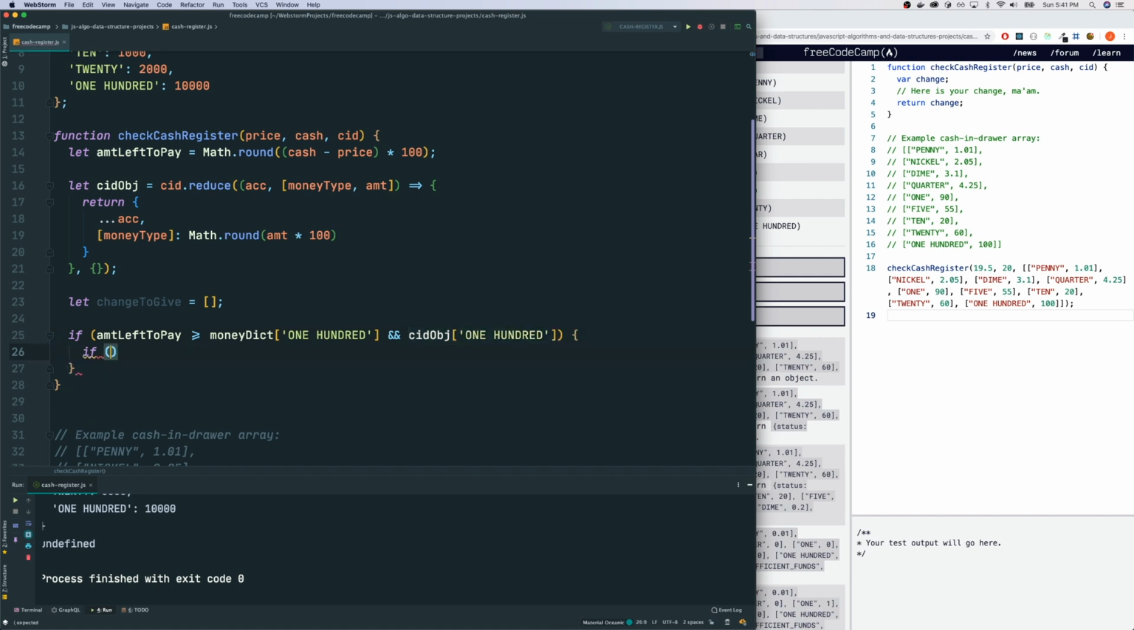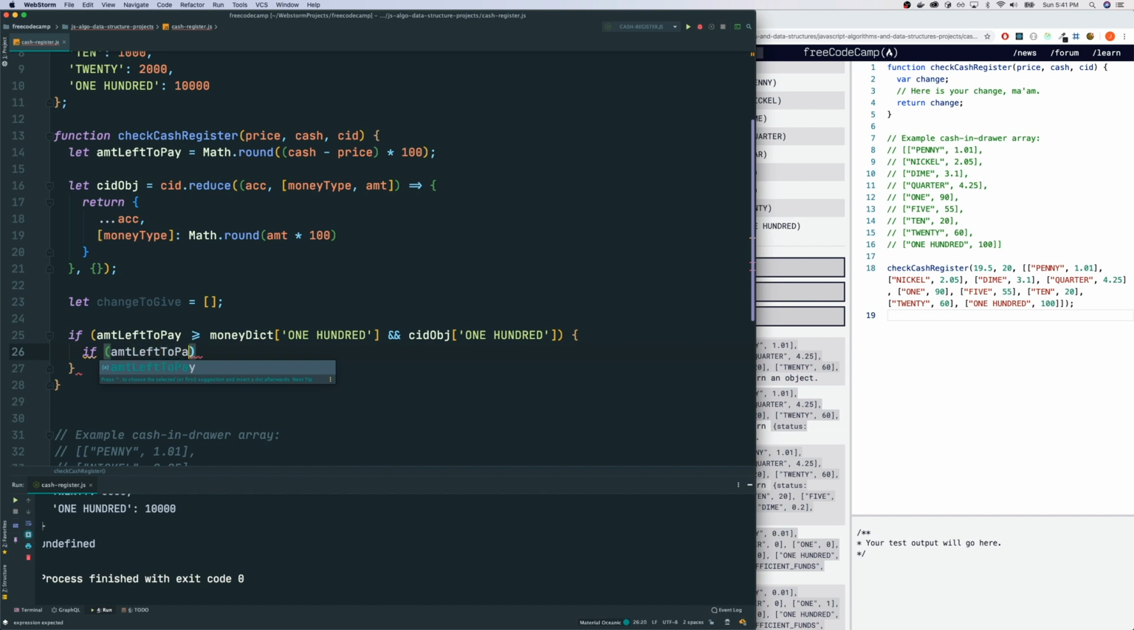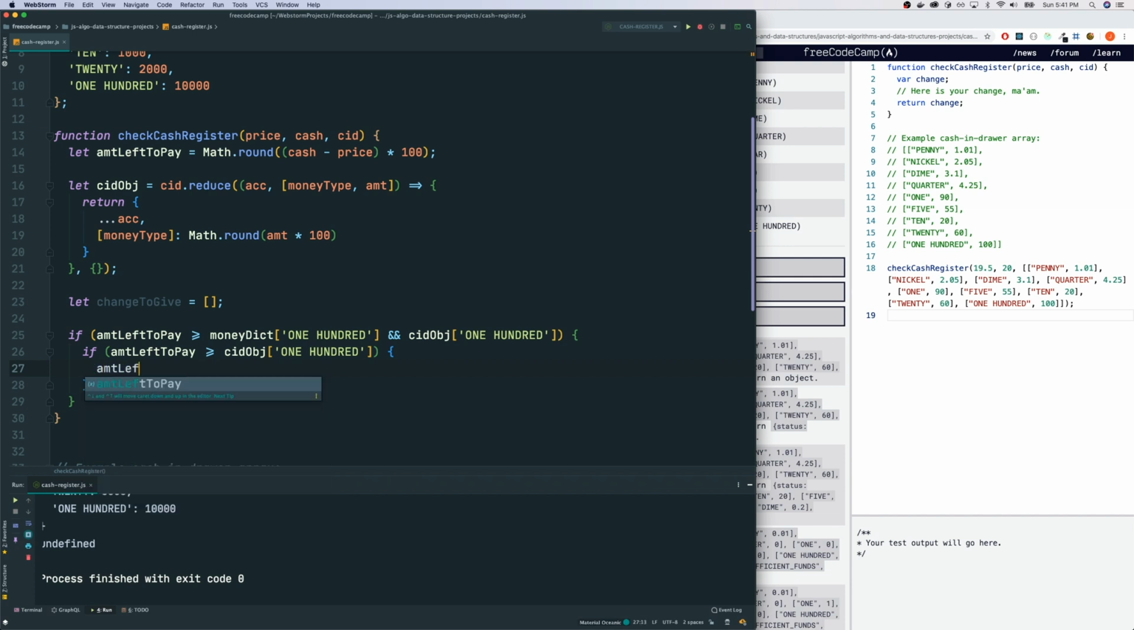So we will do this. If the amount left to pay is greater, should I want to equal to? Yes, let's do equal to. Greater or equal to CID object of 100. Meaning the amount left to pay was more than all the $100 bills we had left, then we just give them all of our $100 bills, right? So if this is the case, let's see what we're going to do. We're going to do amount left to pay. We're going to subtract it by the total amount that we have. Let's do this. How about, I'm going to destructure that.